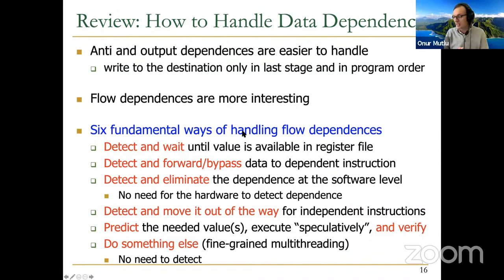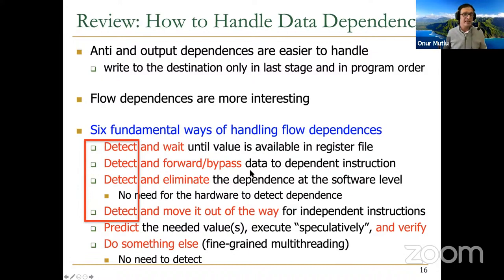And we said that the first three ways require detection. Actually, the fourth way that I added also requires detection. Basically, you detect and stall or wait until the value is available in the register file. This is called stalling. This is the lowest performance, as we have seen. We'll talk more about this, and especially its implementation. Second thing is higher performance. You detect and forward or bypass the data to a dependent instruction.